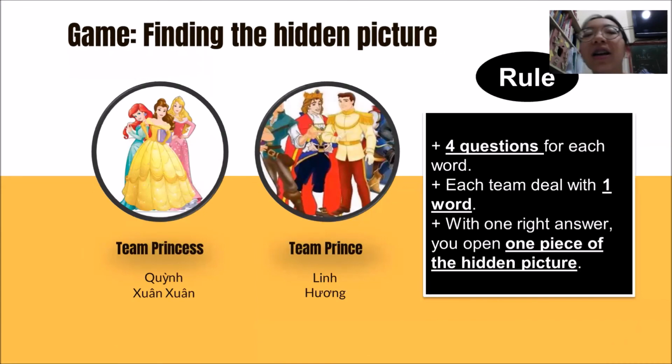All right. The next game is really interesting. Hiding the hidden picture. Now I'm going to show you the rule of this game. Remember that the members of two teams remain as in the formal activity. 4 questions for each word. So it means that you have 2 words, so you have 8 questions in total. Each team deals with 1 word only, and I will assign the word for you. You don't have the right to choose. With 1 right answer, you open 1 piece of the hidden picture. So if you have 4 right answers, you can open the whole hidden picture.